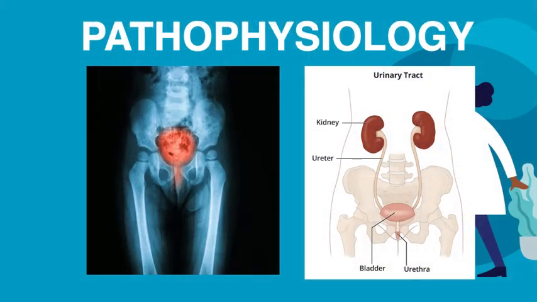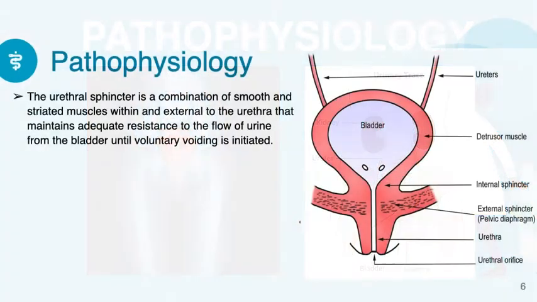For pathophysiology, the urethral sphincter is a combination of smooth and striated muscles within and external to the urethra that maintains adequate resistance to the flow of urine from the bladder until voluntary voiding is initiated. So normally the urine is held in the bladder, which receives urine from the two ureters coming down from the kidneys, and then that urine leaves the bladder through the urethra.